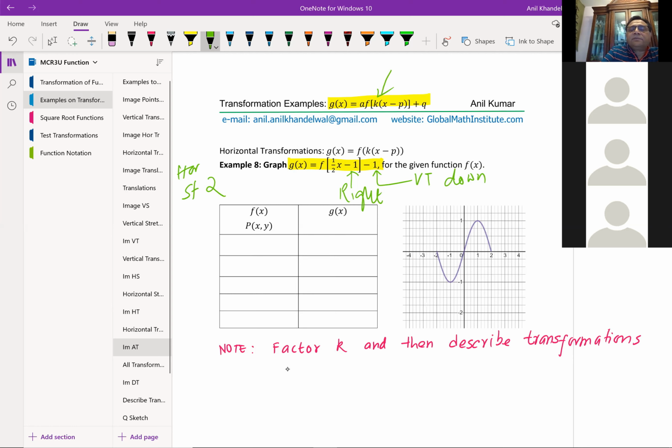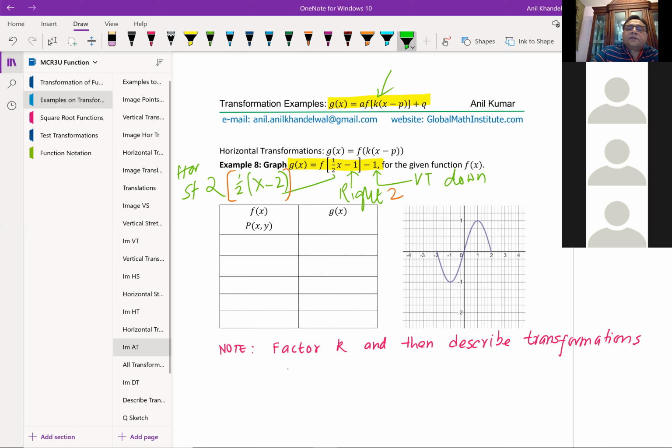I think it would be half, and then you factor out the half, and then x minus 2. Perfect. That is very important. If you don't do that, then you actually make a mistake of wrong translation. It is not 1 unit right, it is right by 2 units. So you have to factor this k value out.